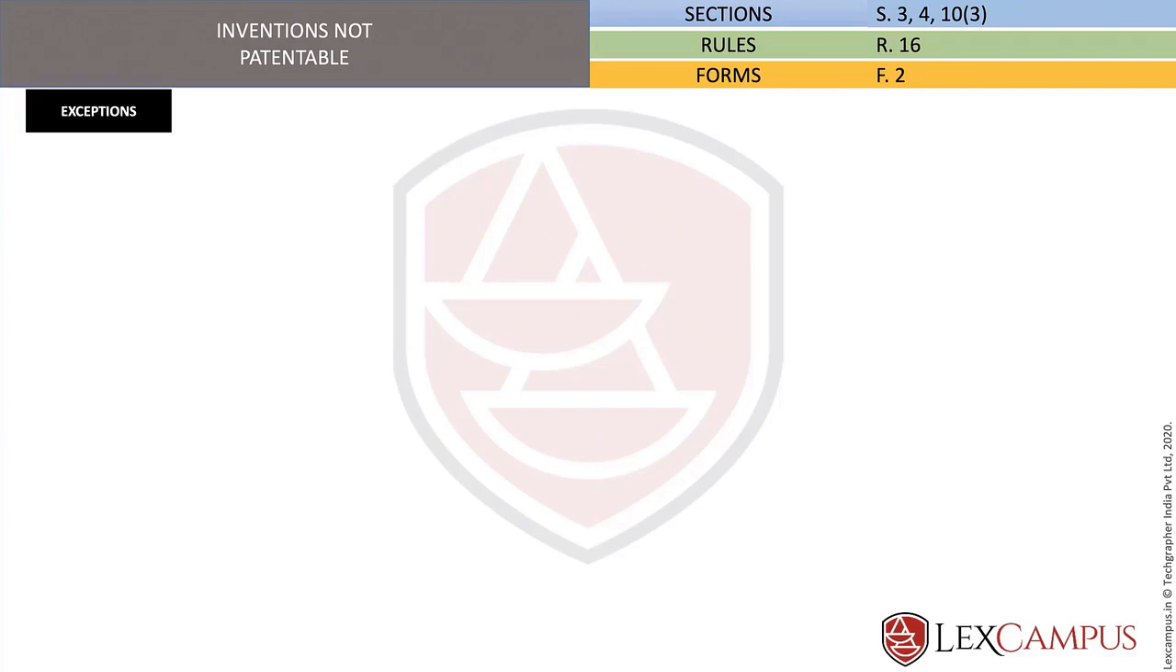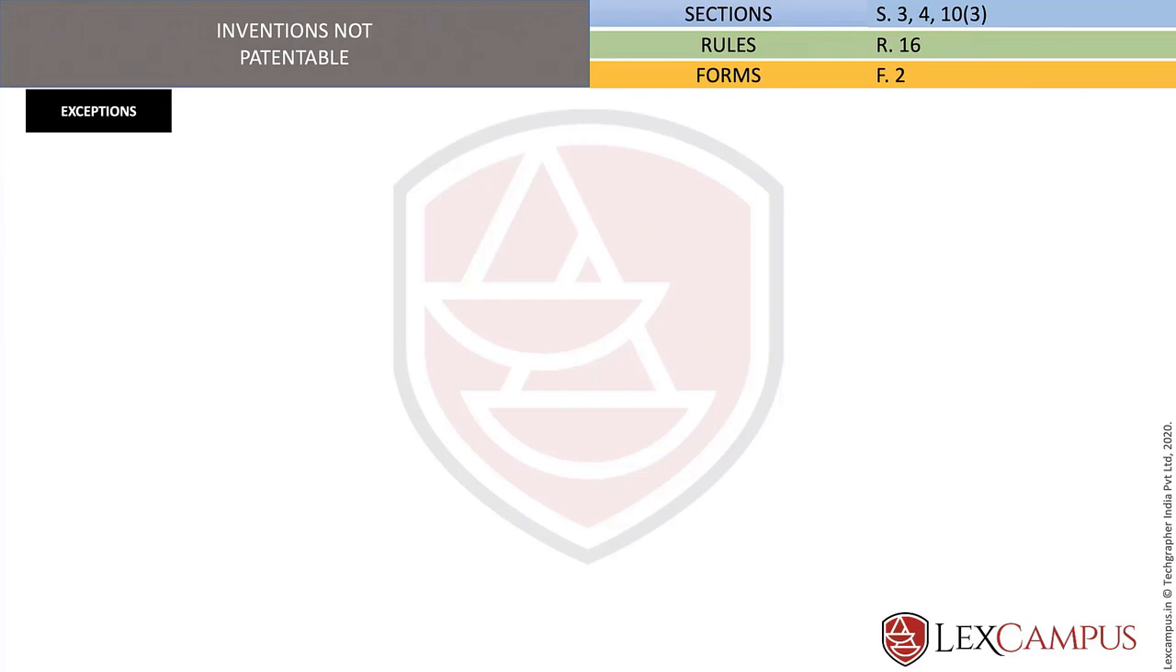As I mentioned, this talks about exceptions. What are the exceptions for granting a patent? So when the chapter is worded as inventions not patentable, it could be understood as exceptions to patentability. Now, the exceptions, when do we read them? The patent office can read them at the time of receiving the application.